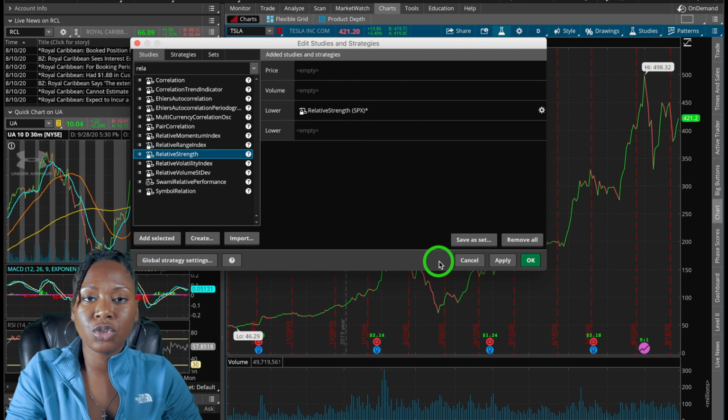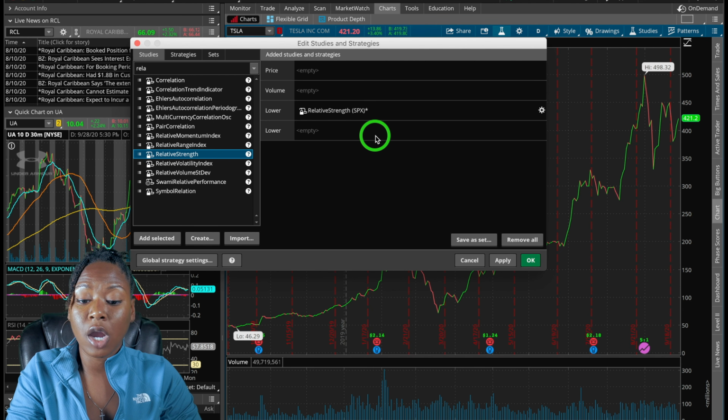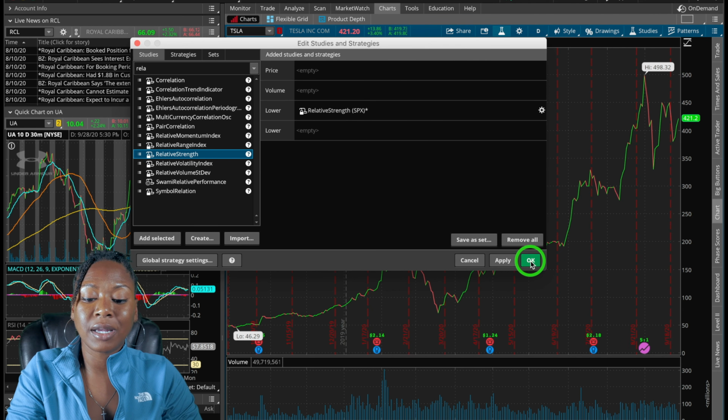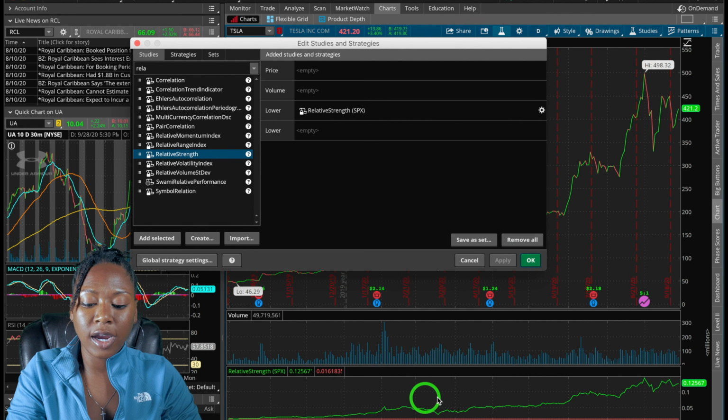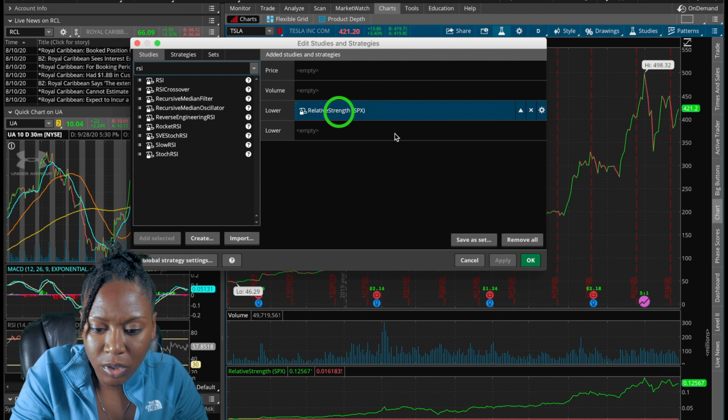When you want to actually apply it to your chart, before you press OK, you want to press Apply. So press Apply, and you see this is the RSI right here, and it just popped up underneath the volume. So that's what it means, the lower area is down here. I added the wrong one.